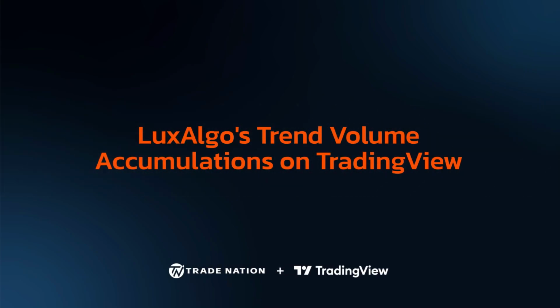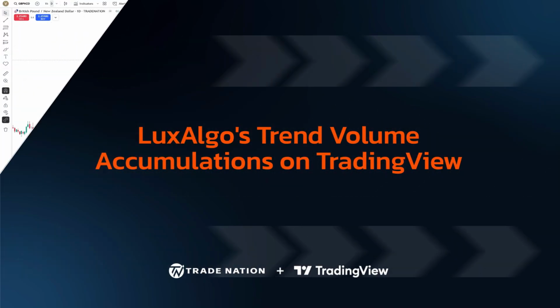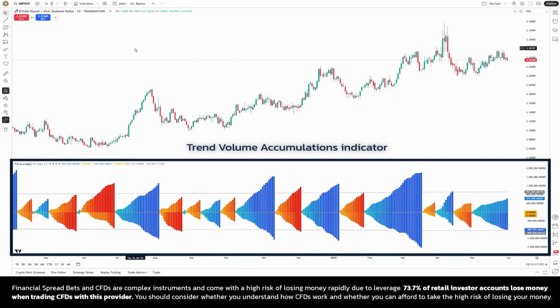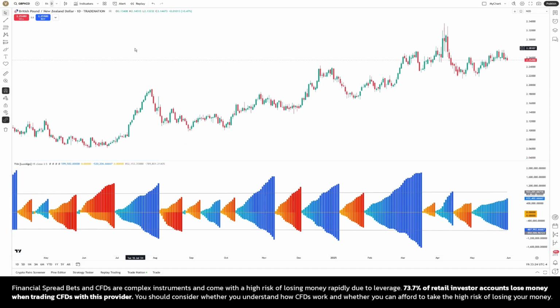What you're looking at is the Trend Volume Accumulations indicator developed by LuxAlgo. It's a custom volume analysis tool that breaks down directional momentum by measuring how volume behaves during rising and declining price movements. The chart is divided into 4 accumulation columns: rising bull, rising bear, declining bull, and declining bear. These aren't standard volume bars. Instead, they're weighted by linearity and adjusted for changes in volume over time.